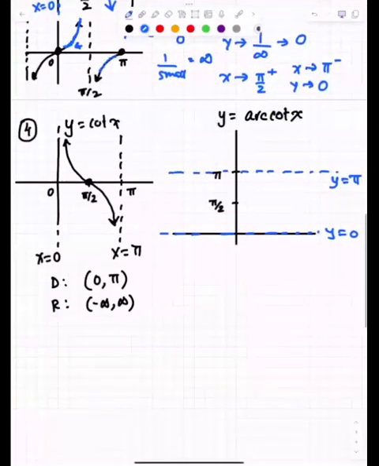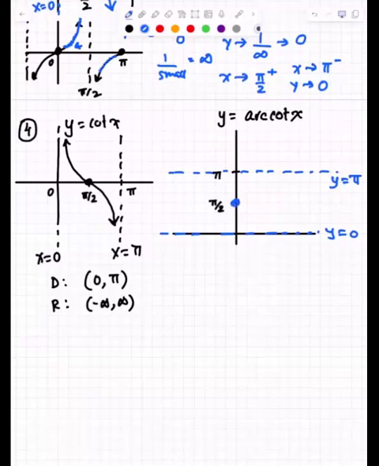Okay, and let's look at this. We can at least use one point. Pi over 2 comma 0 will become 0 comma pi over 2. So it's a nice point to have, right? And now, as x is headed towards pi, y is headed to negative infinity. So the flip will be when x is headed towards negative infinity, y is headed towards pi. So this side it looks like this.